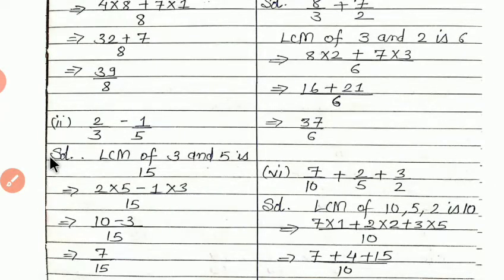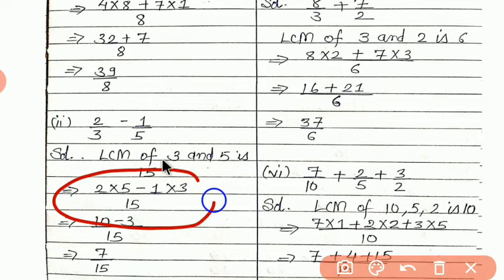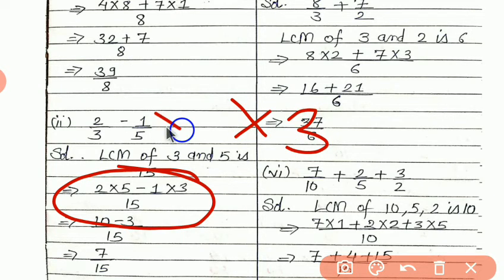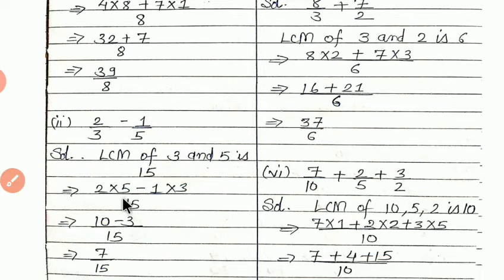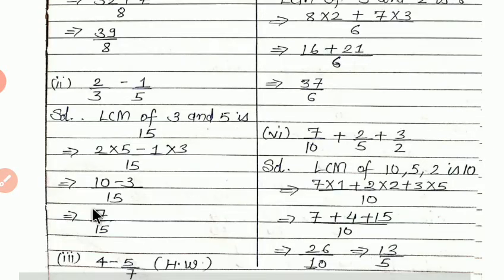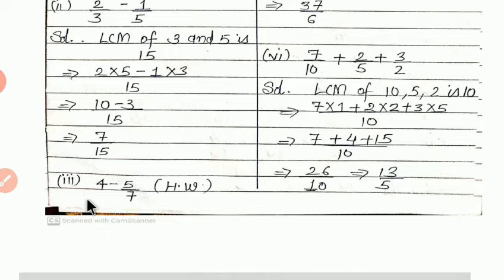Now we have to see that in 3, by which number we should multiply to get 15 here? We have to multiply by 5. So in 2 also we multiply by 5 only. So 2 into 5 minus. Now in 5, for getting 15, we will multiply by 3. So numerator in 1 also we have to multiply by 3. So 1 into 3 upon 15. So 2 5s are 10, 3 1s are 3. So 10 minus 3 upon 15, which is equal to 7 upon 15.